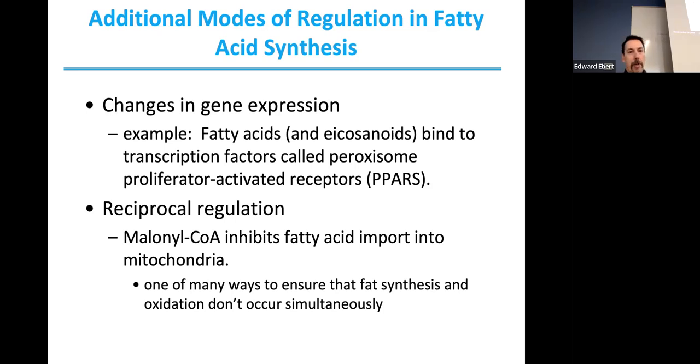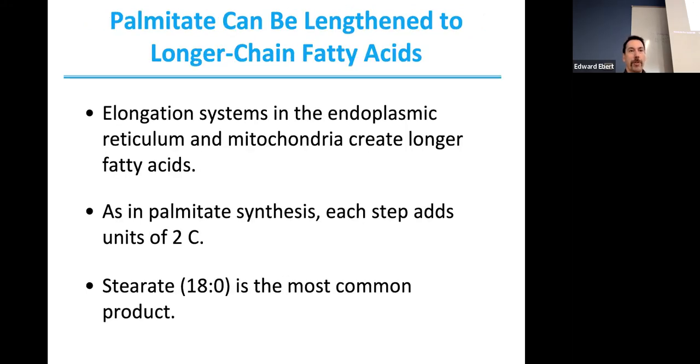But what this malonyl-CoA does, by inhibiting the fatty acid import into the mitochondria, is just another way to help. Besides separating those two locations physically, it just makes sure we're not shuttling fatty acids back in as soon as we make them, that we're doing something else with them, sending them for storage, usually in the adipocytes.